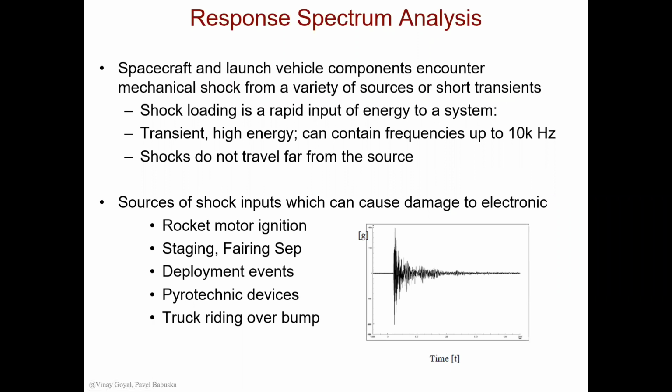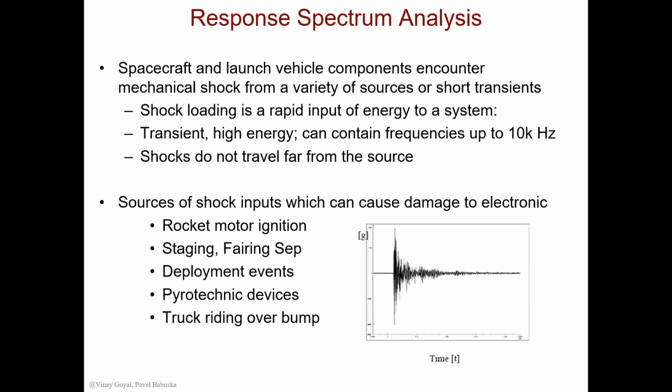Spacecraft and launch vehicle components can encounter mechanical shock from a variety of sources. These tend to be short transients that could have high amplitude. The shock loading is a rapid input of energy to a system. Here you see a plot of the G loading versus time, and you can see that it's a very short time duration, and it does put quite a bit of transient high energy event into the system. And it can contain frequencies up to 10 kilohertz.